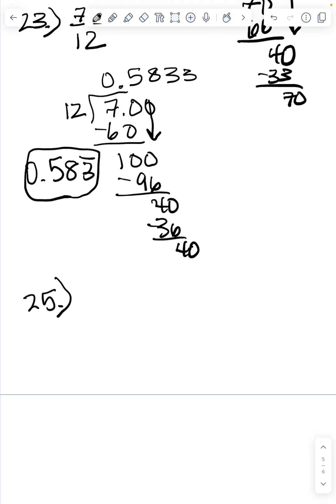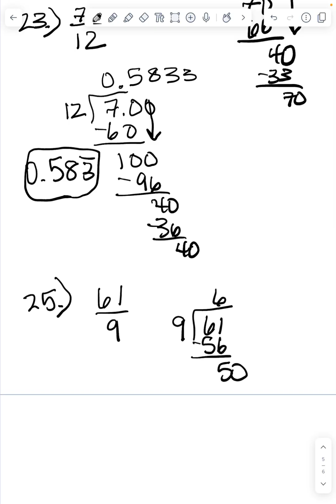Number 25. 61 divided by 9. So 61 divided by 9. 9 goes into 61 6 times. Gets me 56. We got 50. And then 9 goes into 50, 5 times. It's 45. Oh, and we're going to keep getting 9 goes into 50 again 5 times. 45. Wait, did I do it? Did I mess up again?